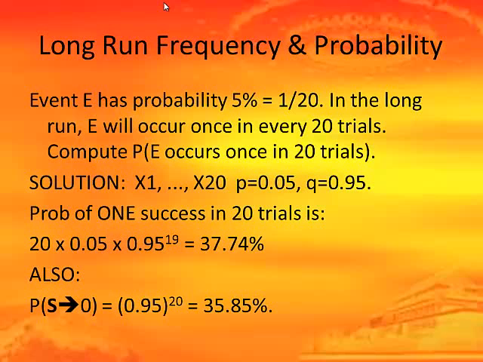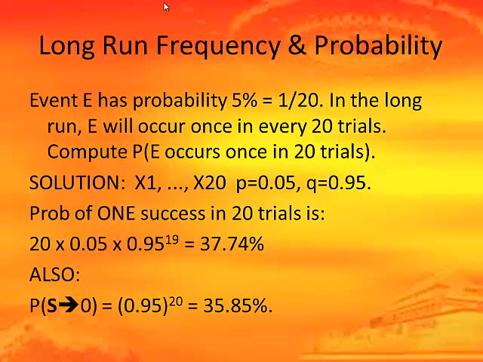What about the probability that one twin is born? So that is, according to our formula, again it's n, which is 20, times p, success probability, 0.05, times 1 minus p, which is 0.95, raised to the 19th power. So you can calculate it, and it comes out to be 37.74 or 38%.